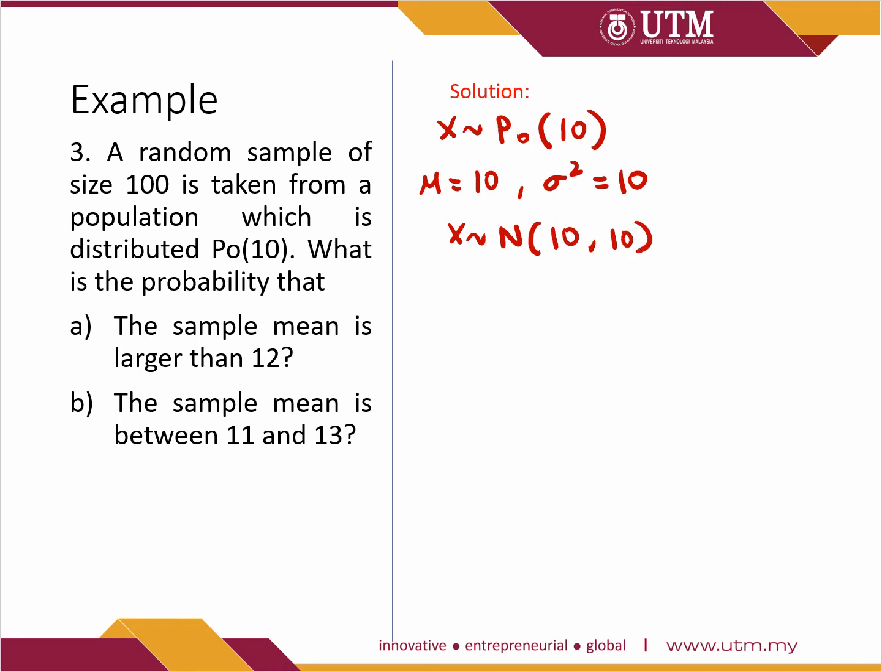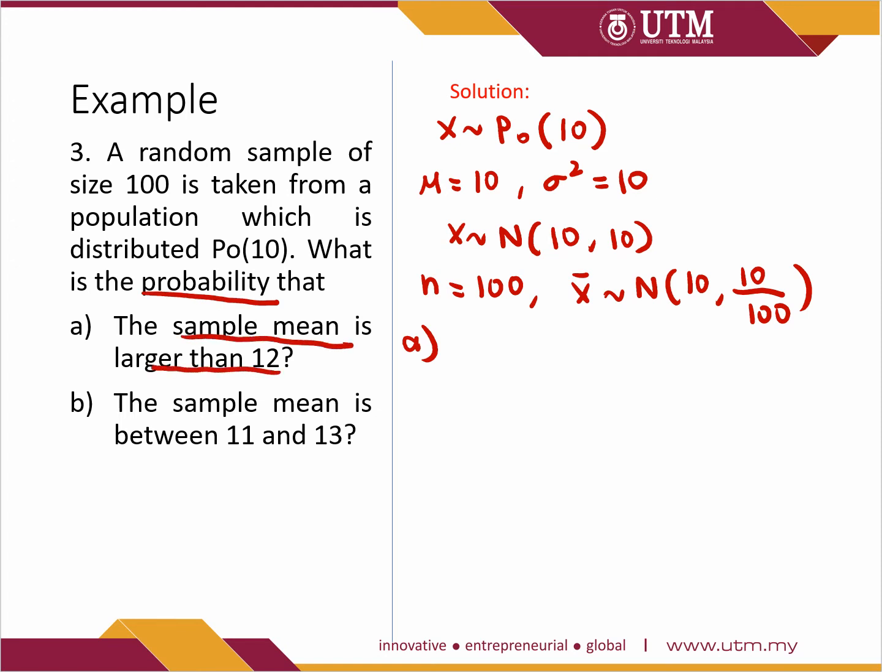So taken that the random sample of size 100, which means that our n is equal to 100. So now the sampling distribution of the mean would be normal, 10, given that the variance is 10 over 100. So we can find the probability that the sample mean is larger than 12.